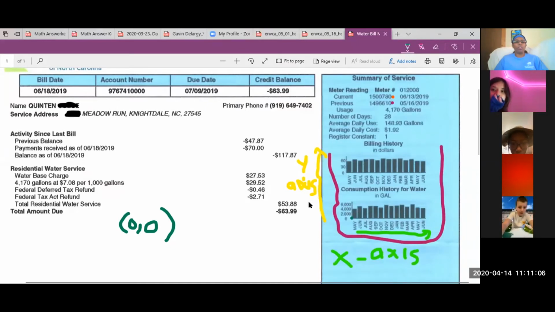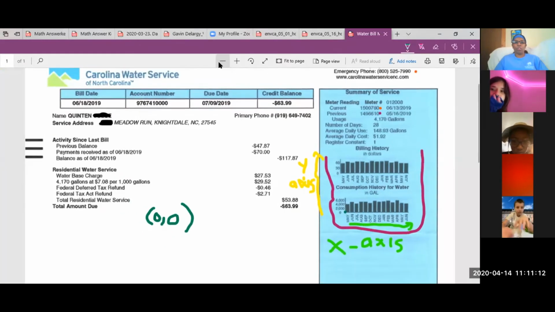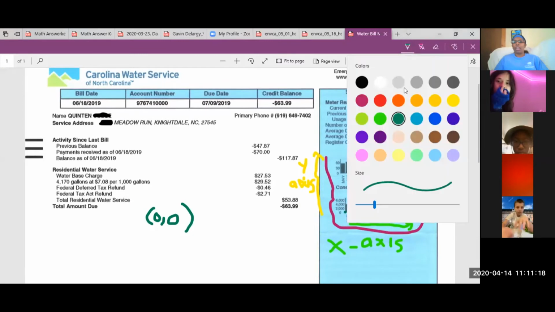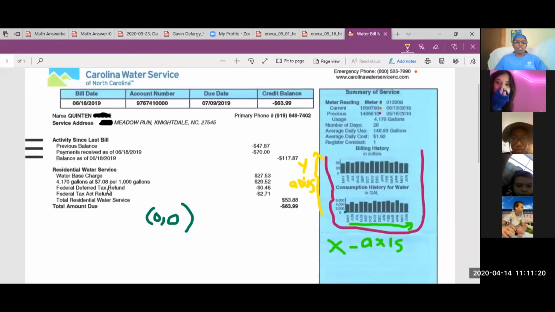Okay, so how much does water cost per, I'm going to make it a little bit smaller. How much does water cost per 1,000 gallons? So per 1,000 gallons, the water costs $7.08. Everybody see that? Okay, $7.08. So for every 1,000 gallons, you pay $7.08.